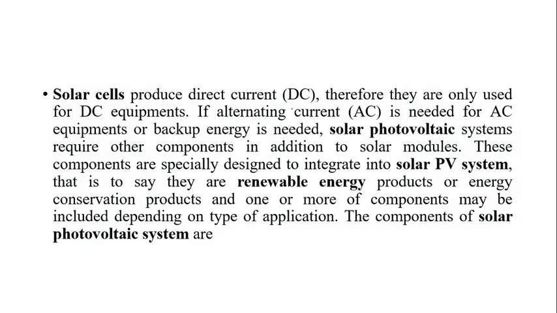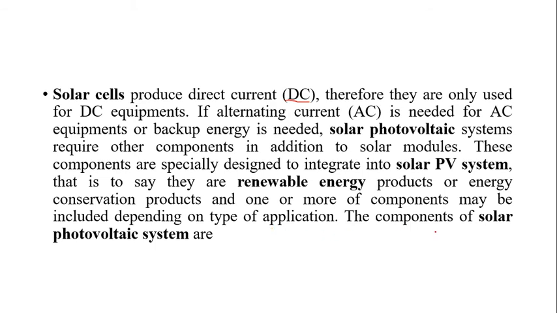Now, solar cells produce direct current, that is DC current. Therefore, they are only used for DC equipment. If alternating current, AC, is needed for AC equipment, or backup energy is needed, a solar photovoltaic system requires other components in addition to the solar modules that we already saw in the figure. Now, these components are specially designed to integrate into solar PV systems. That is to say, they are renewable energy products or energy conversion products, and one or more of the components may be included depending on the type of application that we are using.